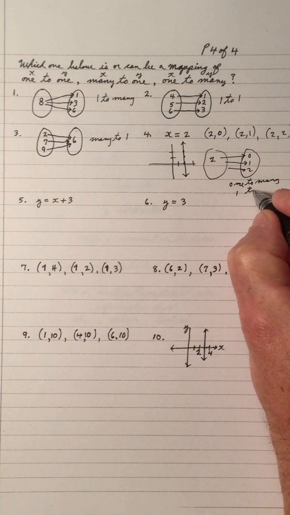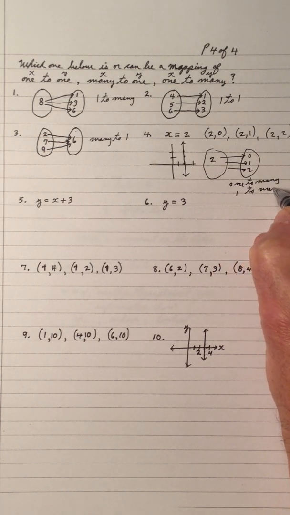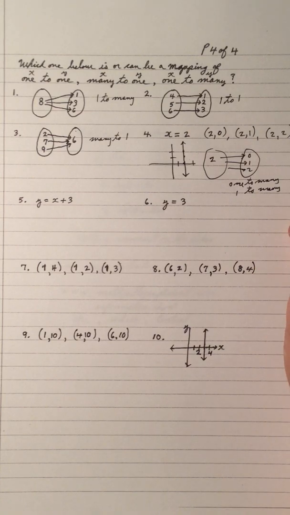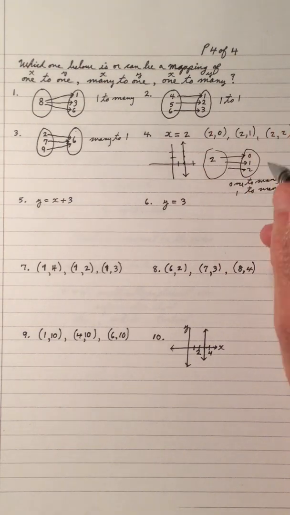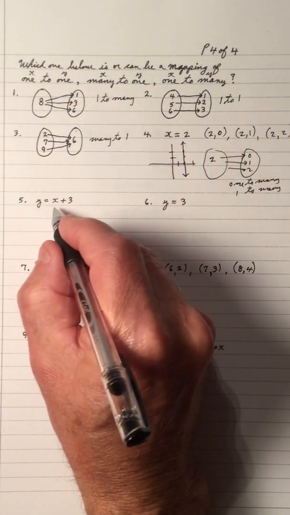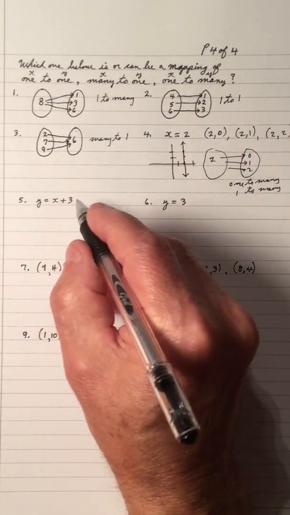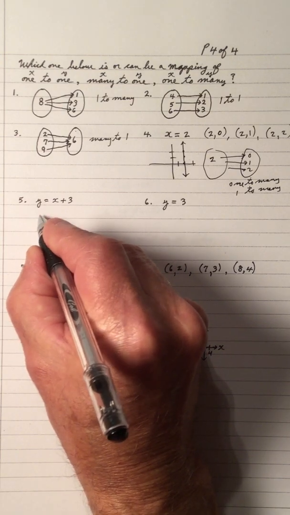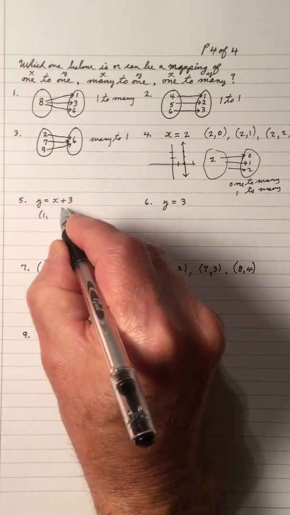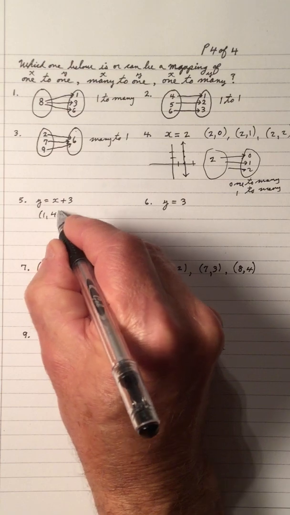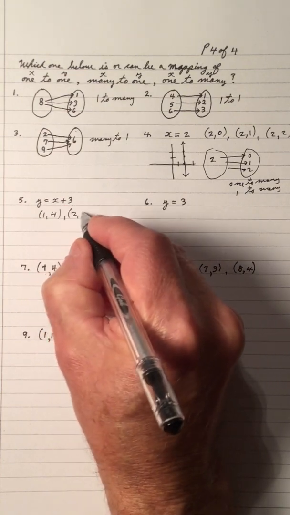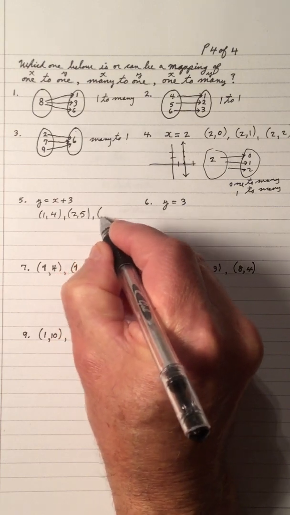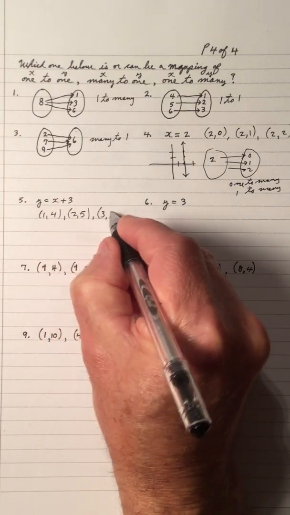Or I go 1, I put 1 there like that, 1 to many. So a vertical line has all the x coordinates the same, but the y coordinates are different. Y equals x plus 3. Well, what happens here, if I say that x is 1, 1 plus 3 is 4. If I say x is 2, then y is 5. If I say x is 3, y is 6.